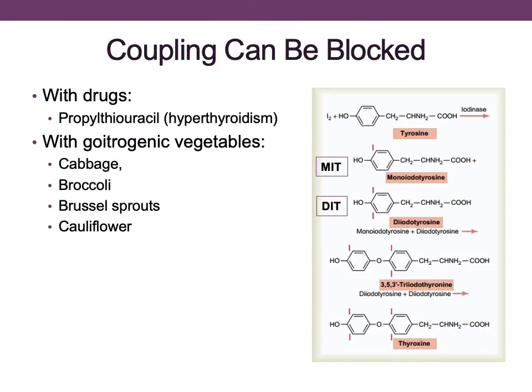The process of coupling really is the only way the thyroid gland makes its final product. But this process can be blocked. It can be blocked with certain kinds of drugs that I have one listed here. There are several. I have propylthiouracil listed, and it's used to treat hyperthyroidism. But it can also be blocked with goitrogenic vegetables such as cabbage and broccoli, Brussels sprouts, and cauliflower. So individuals who are having problems with hypothyroidism are asked to avoid these vegetables to allow this coupling process to proceed.